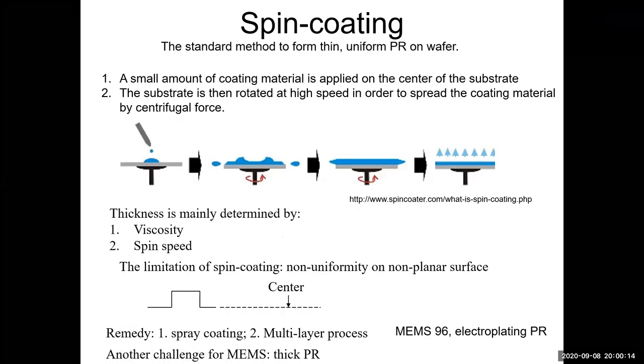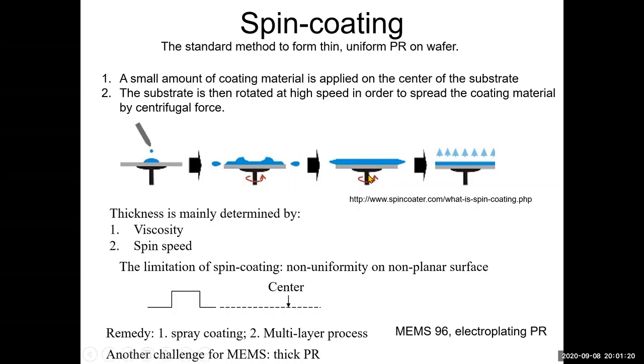Okay, next step, right? Spin coating. This is actually the standard method to form thin and uniform photoresist on wafer. So first, a small amount of coating material, namely PR, is applied on the center of the silicon wafer. Then the substrate of silicon wafer is rotated at a very high speed in order to spread the coating material by centrifugal force. And this results in a thin and uniform layer of PR. So this is spin coating, a very simple but effective method to coat photoresist.